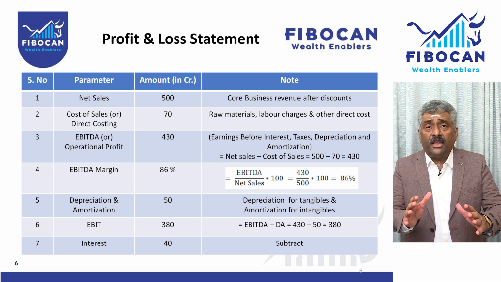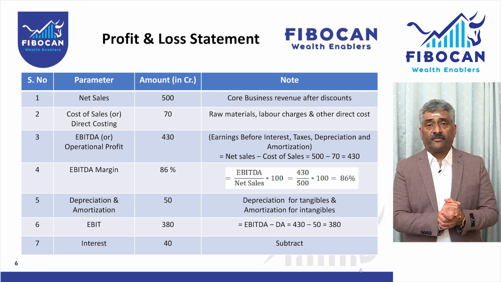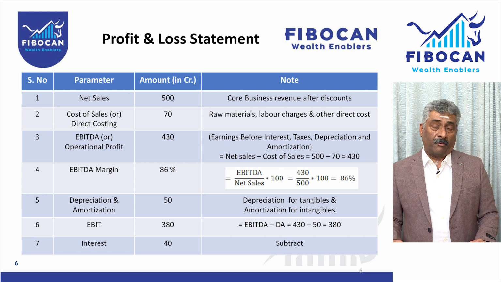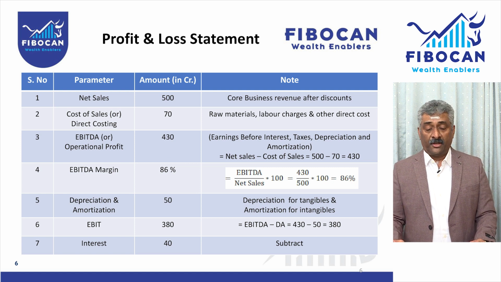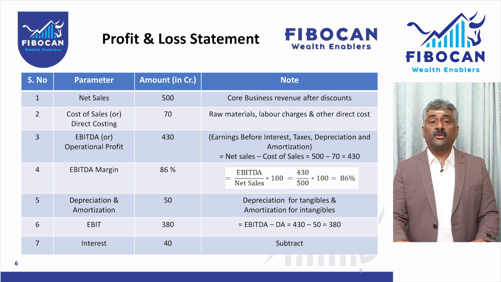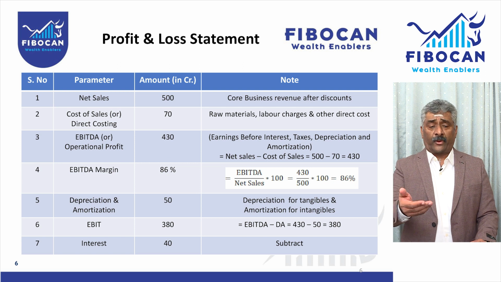This is the money that is available to bondholders and shareholders. From here on, you pay interest to the bondholders or debenture holders. So interest, in this example, 40 crores is paid. Once you deduct interest, of course, if any other income is there, you can add it at this stage.